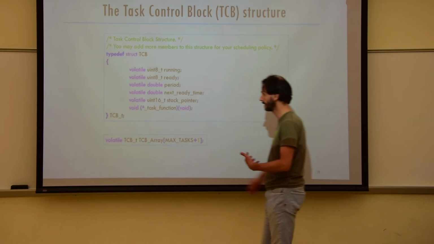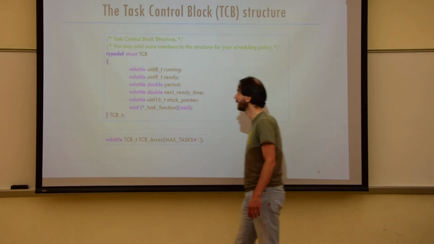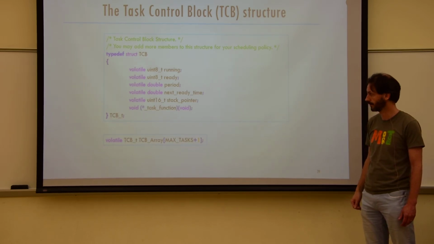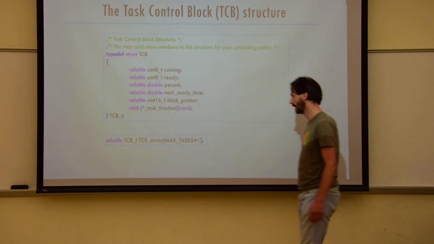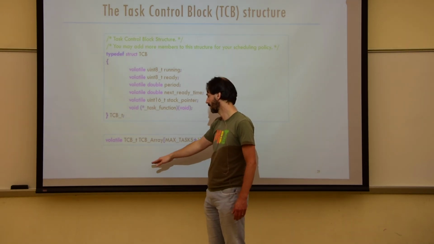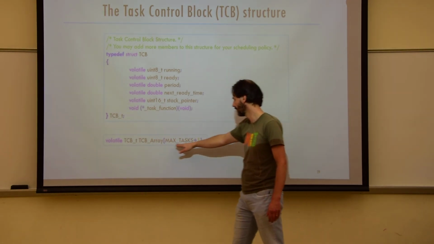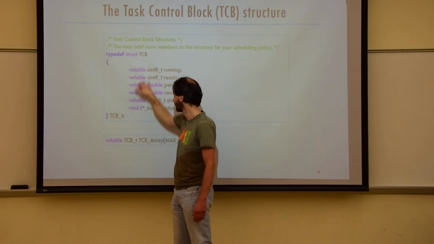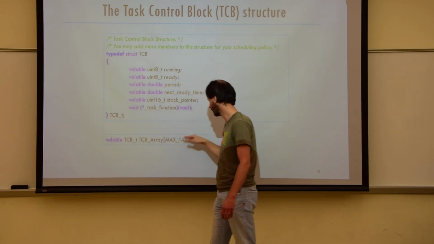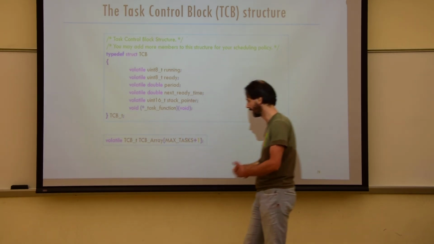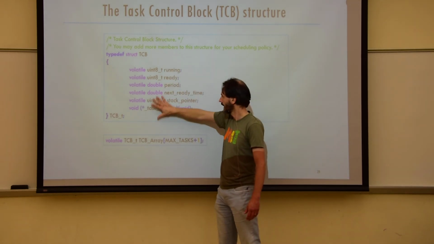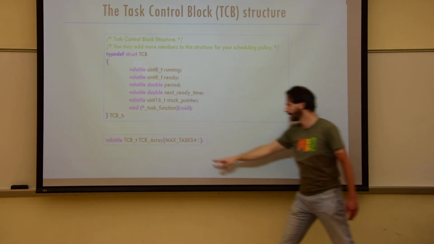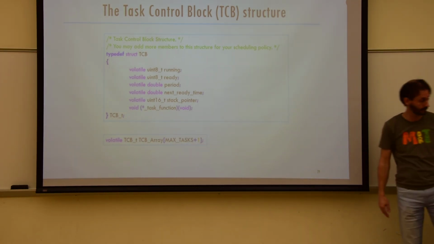So you define this type, and we have a global variable, which is the task control block structure. We're also going to create an array with all the elements of this type, meaning that every array element has such a structure for every single task. That's why we have here the maximum number of tasks plus 1, because we also have an idle task.